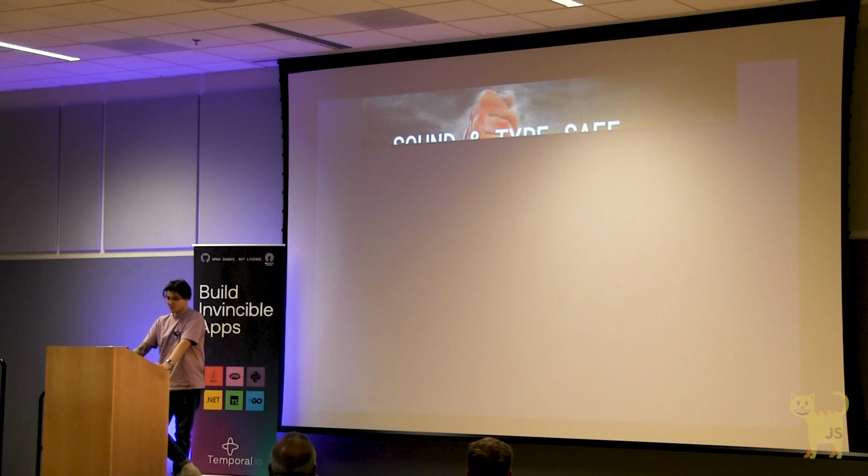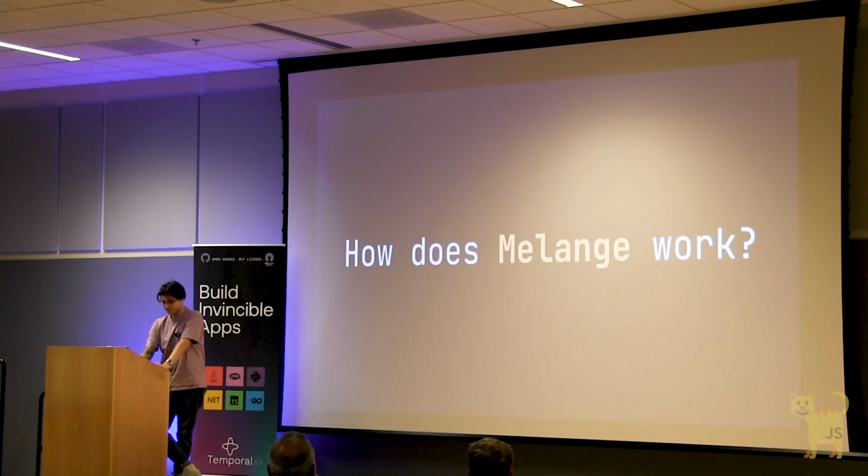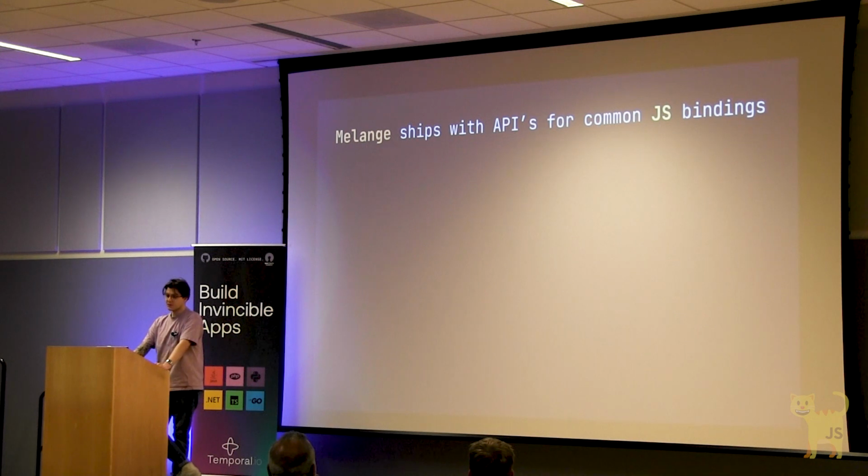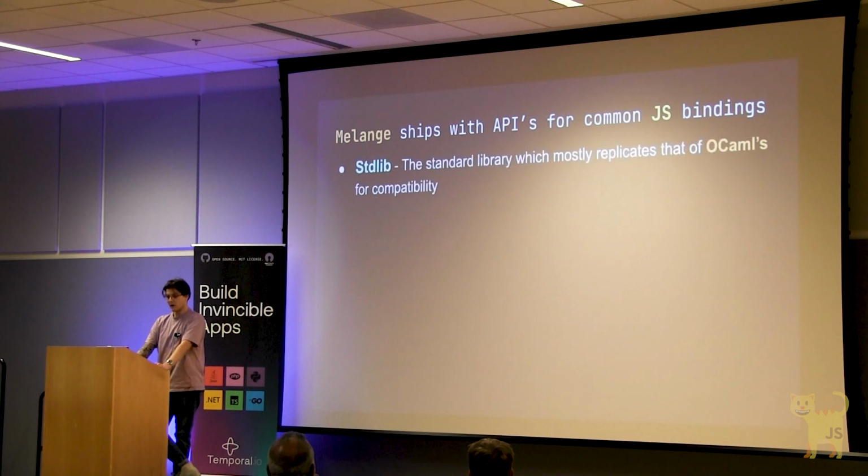So let's get back to talking about Melange and how we can have sound and type-safe JavaScript. So how does Melange work? Melange ships with a bunch of APIs for common JS bindings. So we have our standard library. The Melange standard library is essentially a one-to-one mapping of ReasonML and OCaml's standard library. So if you just went to the ReasonML docs, all of those functions are accessible to you and they will compile perfectly to JavaScript. Same with the OCaml standard library.